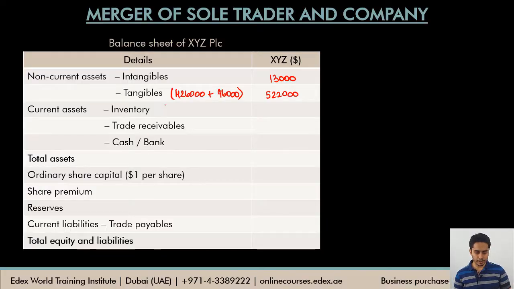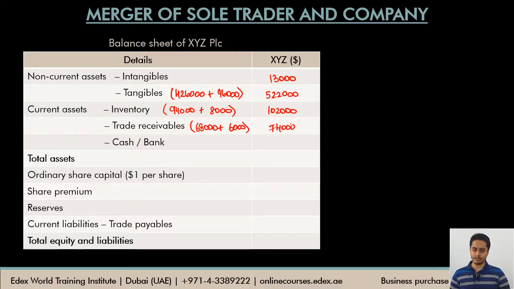Inventory: existing inventory of XYZ PLC was 94,000, and inventory acquired from A is 8,000, so 102,000. Again, trade receivables of XYZ PLC before the merger are 68,000 plus trade receivables of A of 6,000, so 74,000.